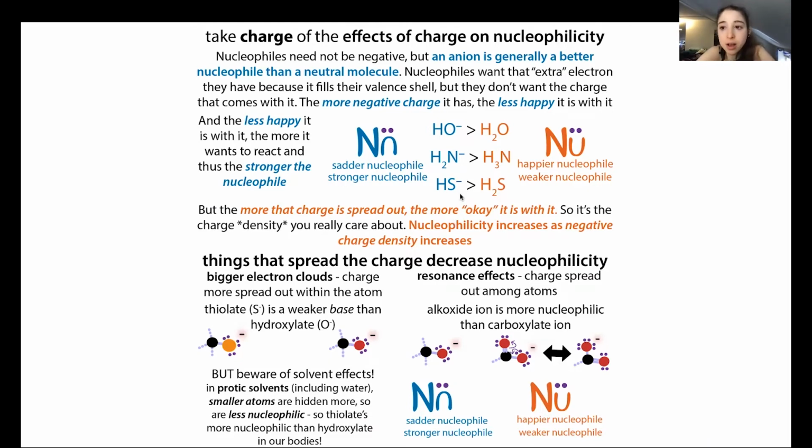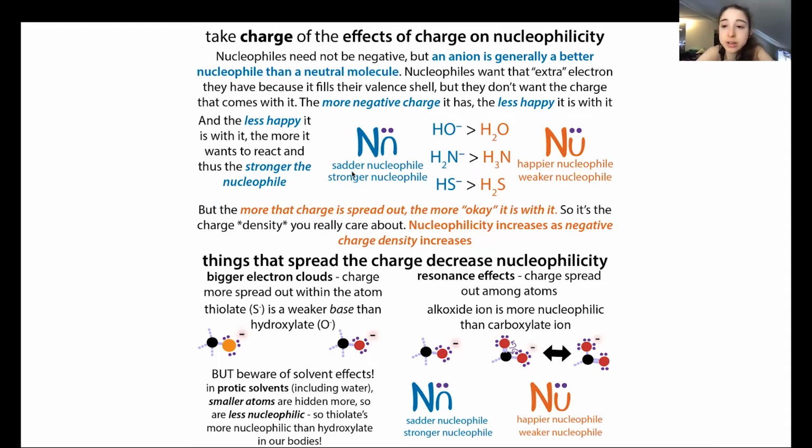But charge isn't the only thing, because the more that charge is spread out, the more okay it is with it. So it's the charge density that we really care about. Nucleophilicity is going to increase as the negative charge density increases. The more concentrated that charge is, the more it's going to be a nucleophile, the more desperate it is to get some help to handle that concentrated charge. So things that spread out the charge are going to decrease the nucleophilicity.